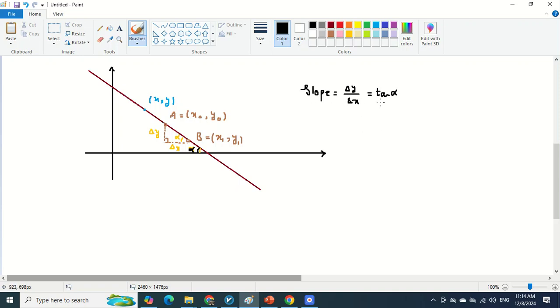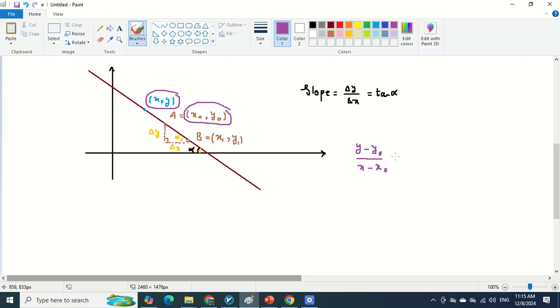Because the slope is constant through the line, I can define another slope as well. We can use the point x and y, one arbitrary point over the line, and the point A as well, to determine that slope. Then this delta y over delta x can be written as y minus y node, divided by x minus x node.